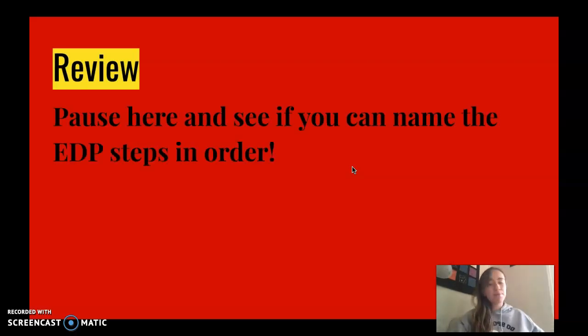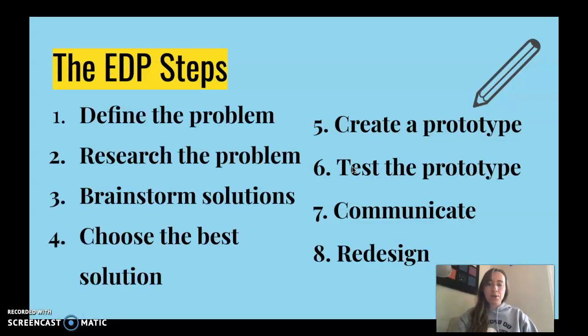So quick review, go ahead and pause here and see if you can name all of the engineering design process steps in order. Remember, we have 8 of those. Go ahead and pause and try and say them out loud to yourself. All right, hopefully you were able to do that pretty well. Here's a quick review of that. It's define the problem, then research the problem, brainstorm solutions, choose the best solution, create a prototype, test the prototype, communicate, and redesign.